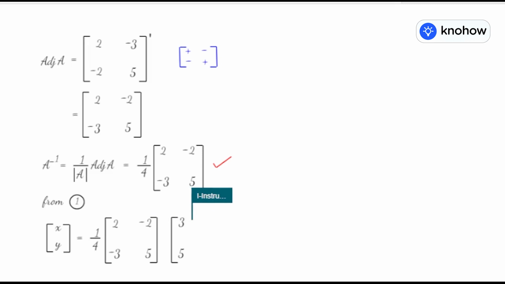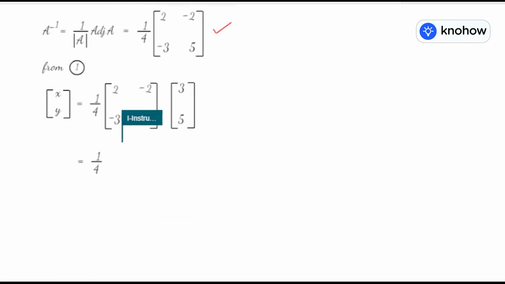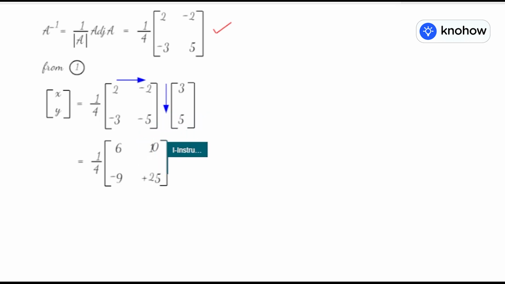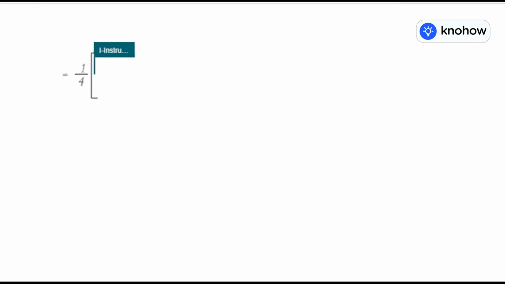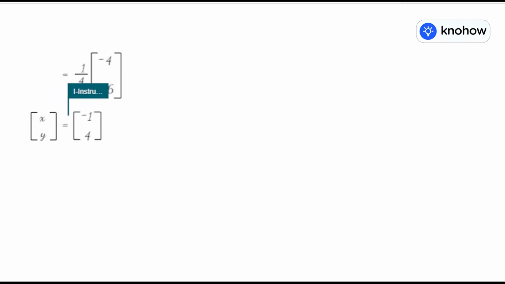Just do the matrix multiplication. It will be row to column. So it is 6 minus 10, and in the second row similarly minus 9 plus 25. So it is 1 by 4 times 6 minus 10, that is minus 4, and 25 minus 9, 16. Multiplying both elements by 1 by 4, you get minus 1, 4. So finally you get the matrix xy equal to minus 1, 4. Equating the respective elements, you get x is equal to minus 1 and y equal to 4 is the required solution.